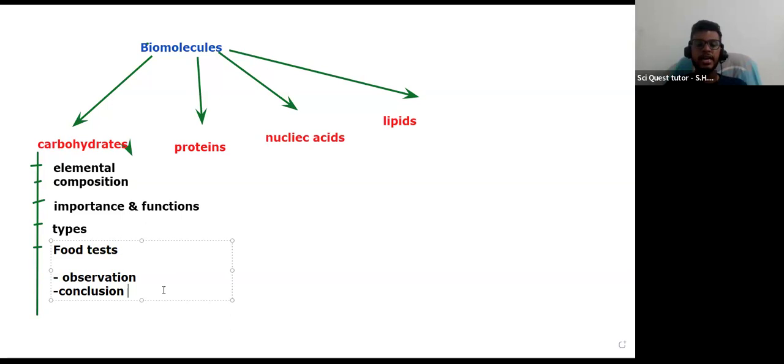Then the color change will be blue to a series of color changes. It goes green, orange, and finally it forms a brick red precipitate. Brick red means kind of a dark red color. It's not just red. It's a very dark red color. This shows there's a series of color change, and that's a very important thing. In carbohydrates, it's very special. It has a series of color change.